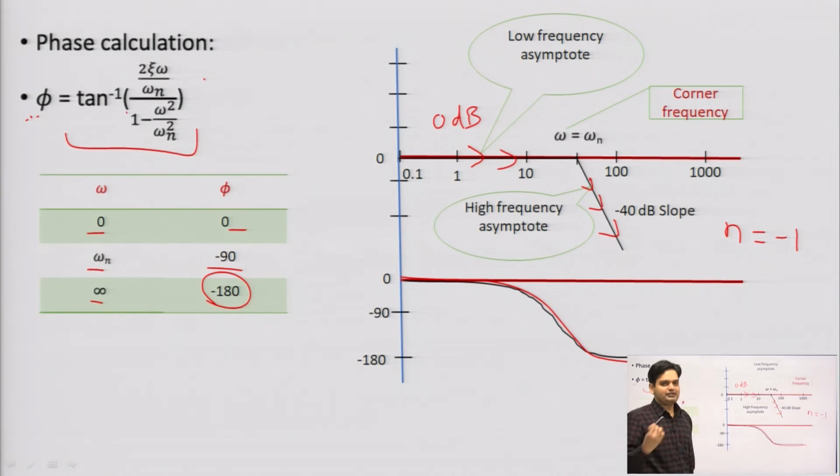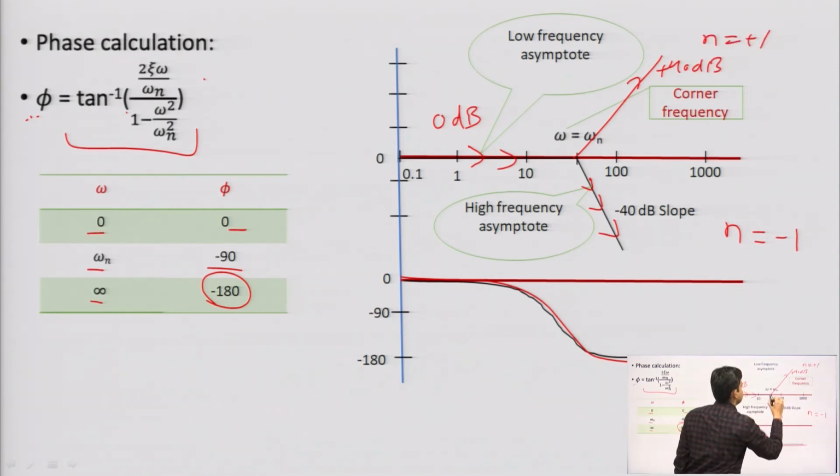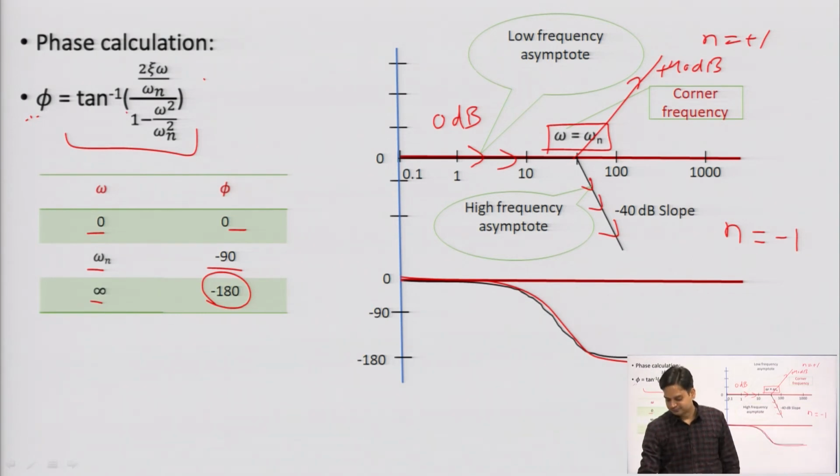If we say n is plus 1, we will get a slope of plus 40 dB for n equal to plus 1, and this is a corner frequency omega equal to omega n. So, this will happen whenever we are assuming a second order factor.